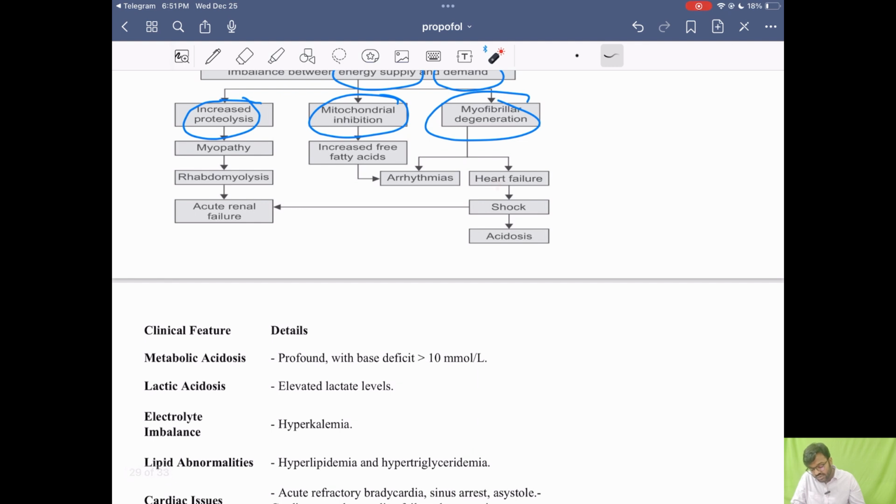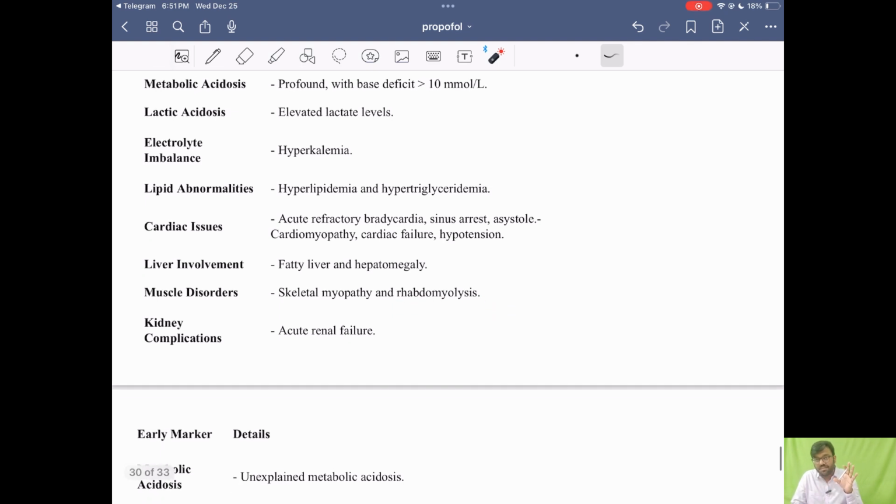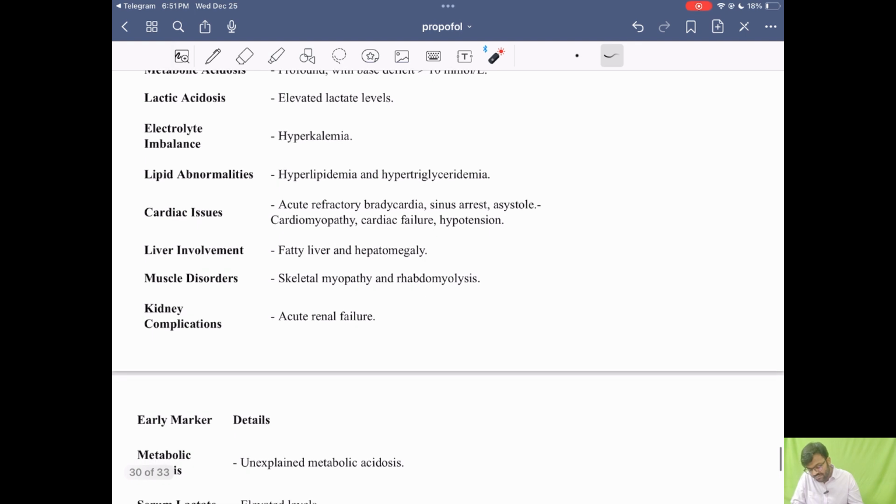So cardiac issues which will be seen are acute refractory bradycardia, you can see sinus arrest, you can see asystole, you can see cardiomyopathy, you can see cardiac failure and hypotension. Liver involvement is also there, you can see hepatomegaly after prolonged propofol infusion. You can see skeletal myopathy and rhabdomyolysis because of proteolysis and muscle breakdown. Okay, and all these breakdowns and electrolyte imbalances can lead to acute renal failure.